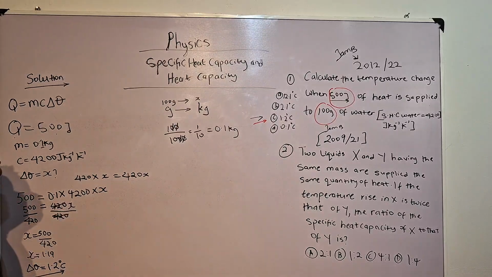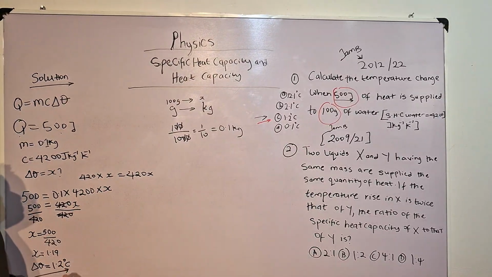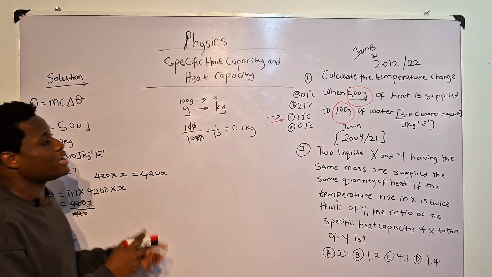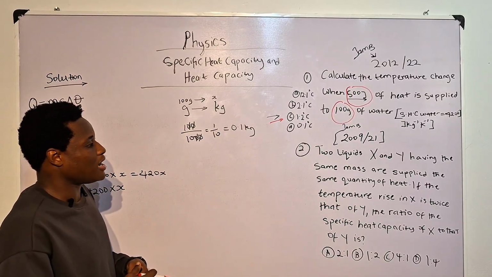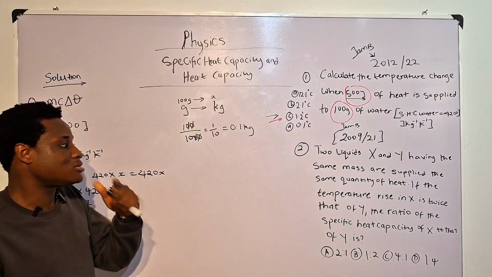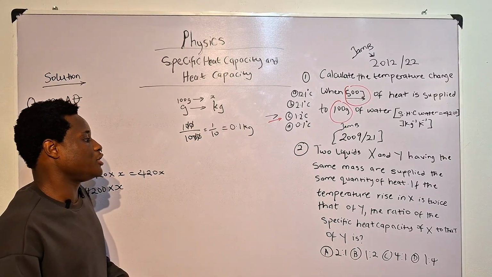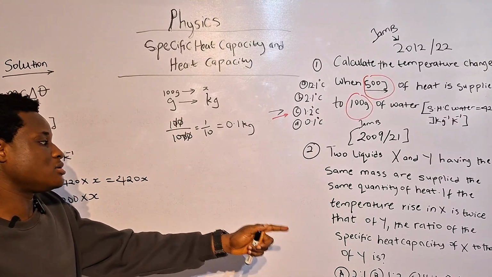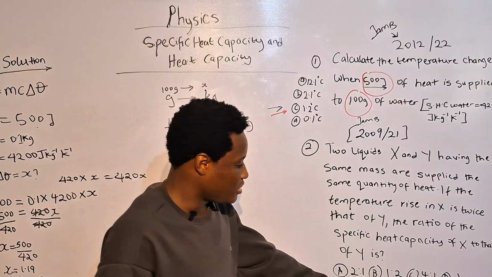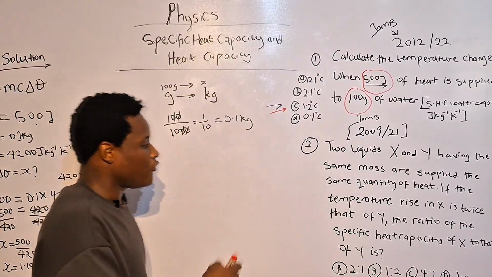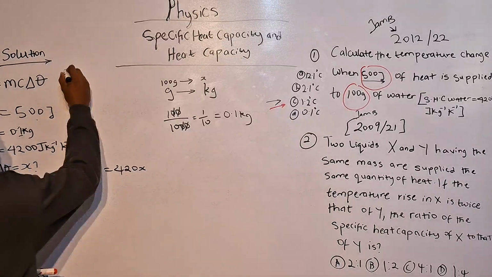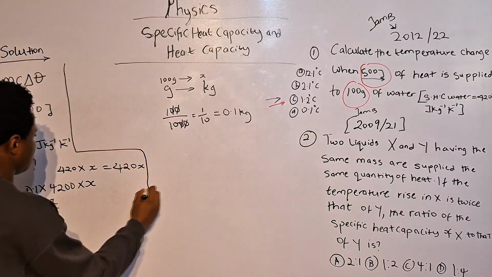Now, for the second question, it says two liquids X and Y having the same mass are supplied the same quantity of heat. If the temperature rise in X is twice that of Y, the ratio of the specific heat capacity of X to that of Y is: A, 2 is to 1; B, 1 is to 2; C, 4 is to 1; D, 1 is to 4. This is a simple question but tricky.